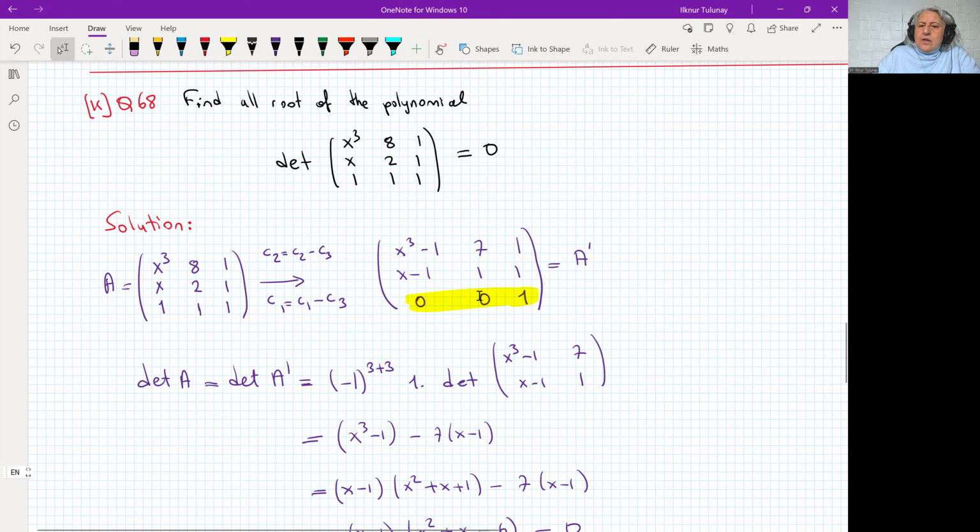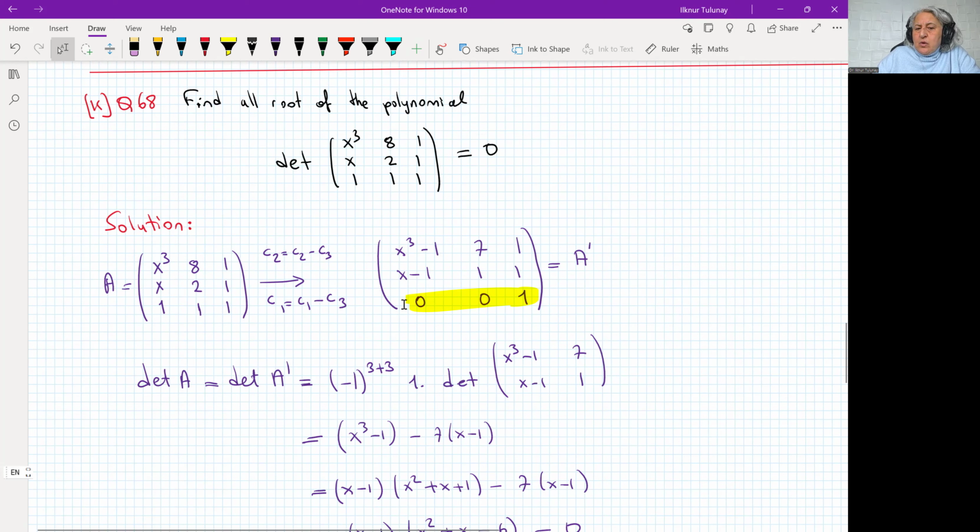And so what we have at that moment is x, x cubed minus 1, x minus 1, from here 7, 1. Opening up with respect to the last row, we have 0, 0, so I don't need to think about those entries, they will give me 0. Only this entry is non-zero. So this is the third row, third column, so I have minus 1 to the power of 3 plus 3, and the entry here is 1.